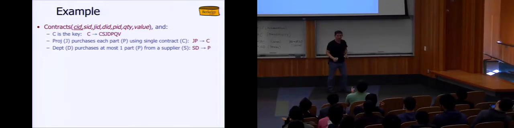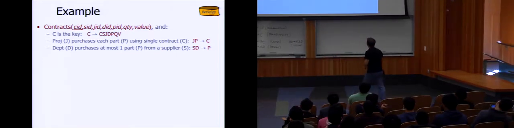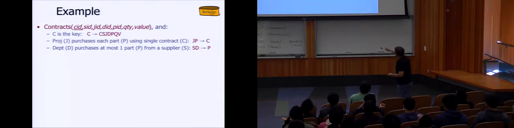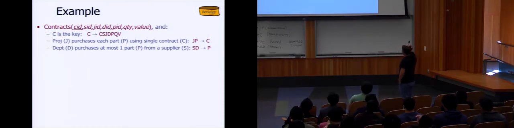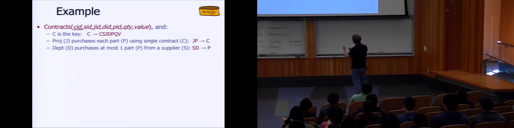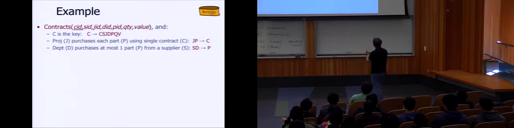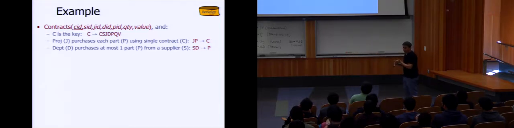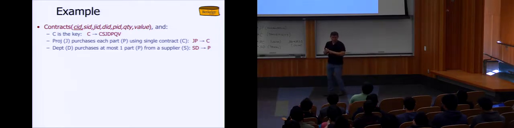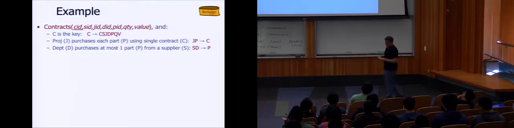From the description, you mean from the English? Oh, so we want to ask how to interpret the English. Like the third line here? When we say the department purchases at most one part from a supplier, what that's saying is that if you know the department and you know the supplier, there has to be exactly one part. So DS determines P. Do you agree with that? Yes. Okay.